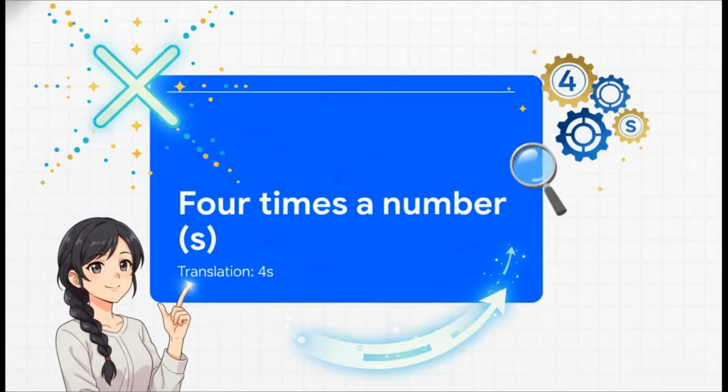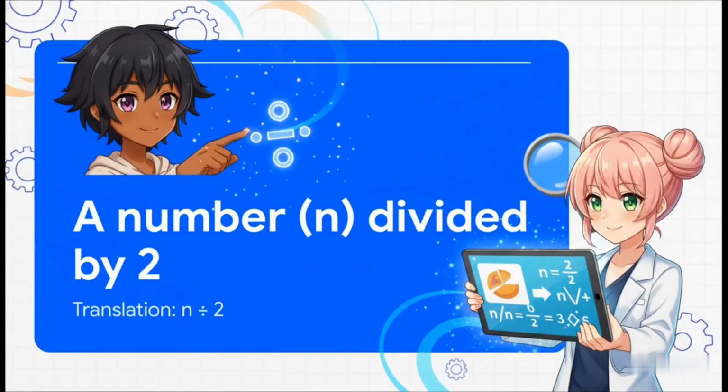Easy enough. All right, what about multiplication? If you see something like 4 times a number, you know you're multiplying. Now in algebra, we get a little efficient. Instead of writing 4 times s, we just squish them together, 4s. That number out front, we call it a coefficient. It just sits right next to the variable. And of course, we've got division. A phrase like a number divided by 2 is, thankfully, exactly what it sounds like. It translates right to our variable, n, followed by the good old division symbol and the number 2.